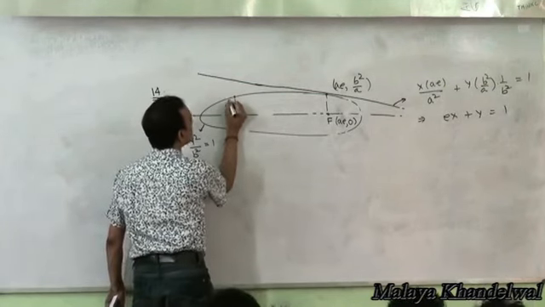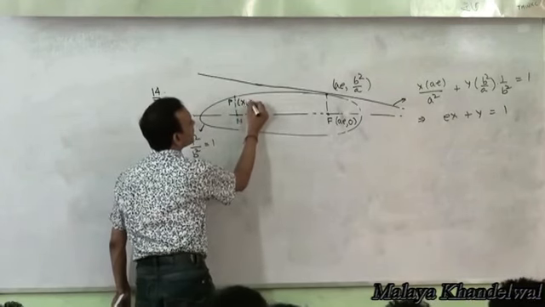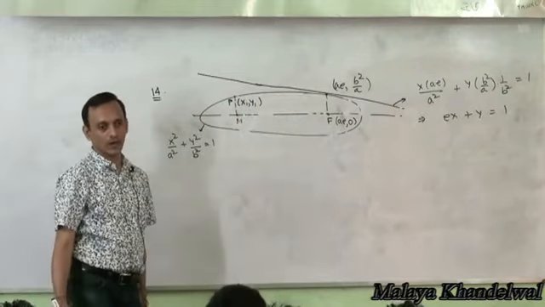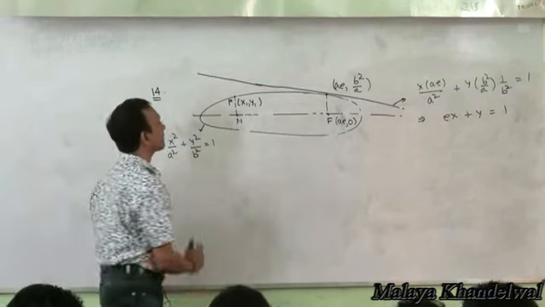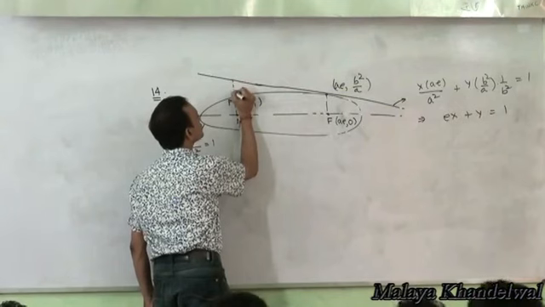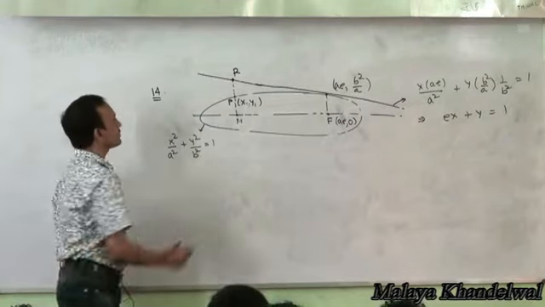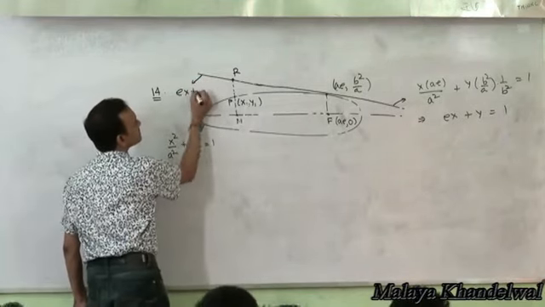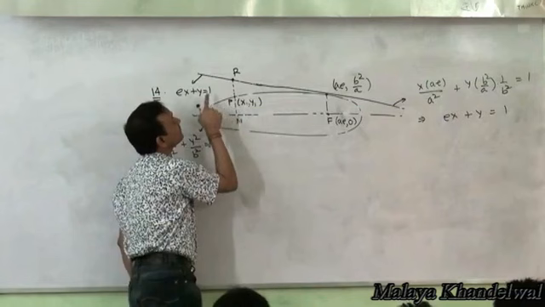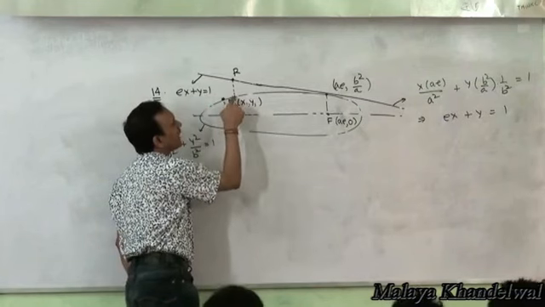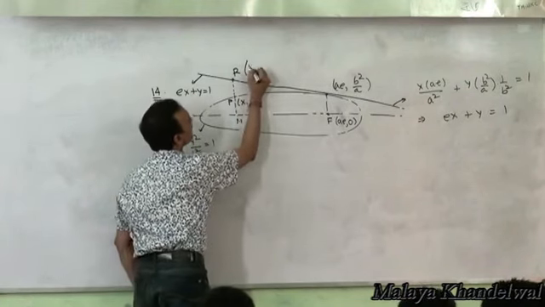Now, MP is the ordinate of a certain point P. Let's say P has coordinates (x1, y1). MP is the ordinate of a certain point P. MP is y1, right? Now, if I produce it, it intersects the tangent at R. But what's the equation of this tangent? This tangent is ex plus y equal to 1. So for R, x is x1, right?